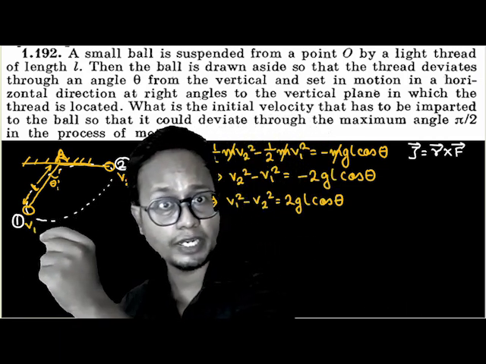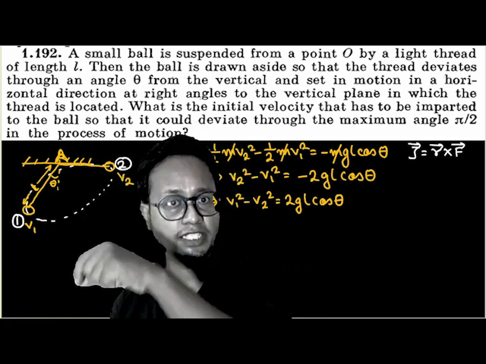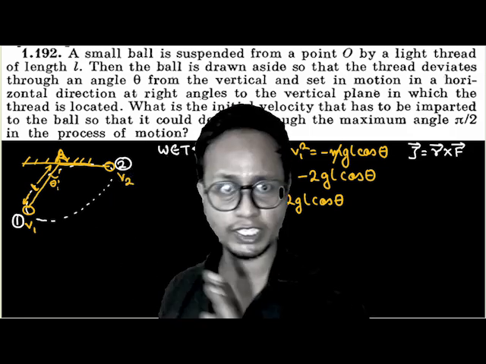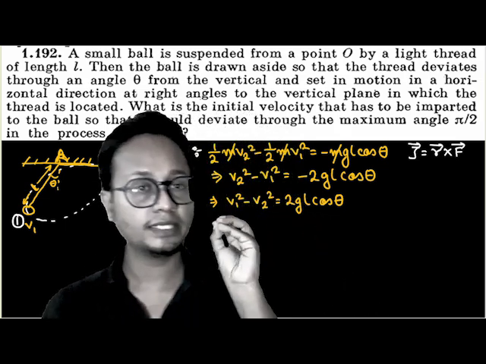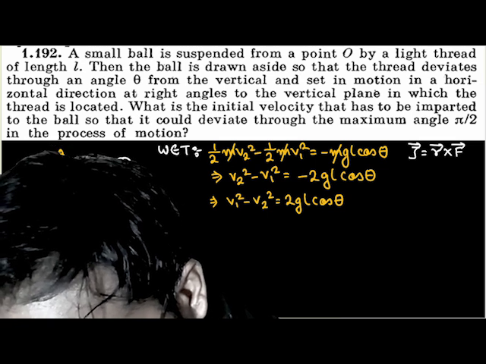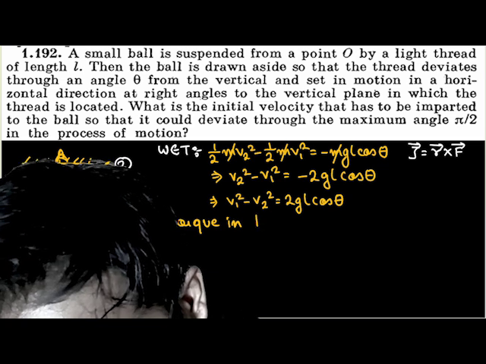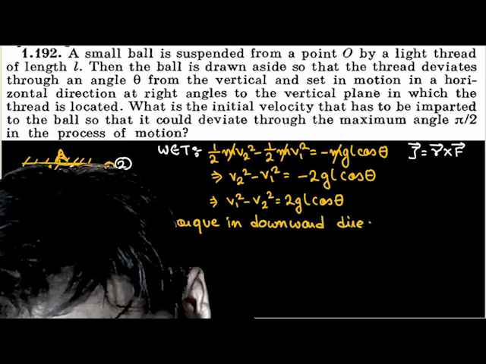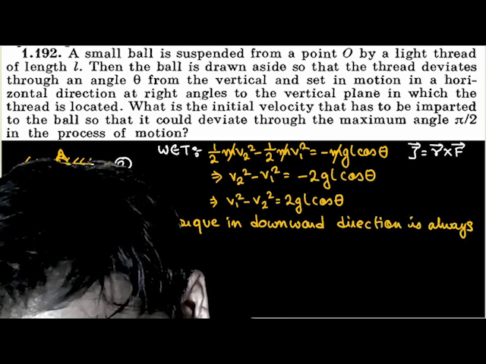So doesn't matter in whichever portion the ball or the mass is in this circular orbit, torque in downward direction is always zero. Torque due to mg in downward direction is always zero. Torque due to tension force anywhere is always zero, isn't it? So the net torque in downward direction is equal to zero. Now this thing you must understand clearly. Net torque in downward direction is zero. So net torque in downward direction is always zero throughout its entire orbit.